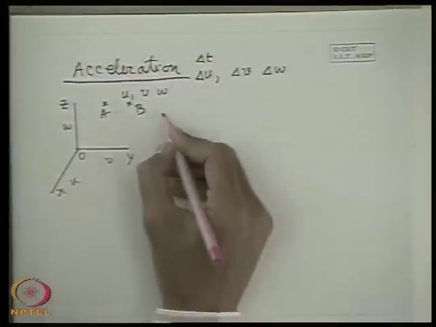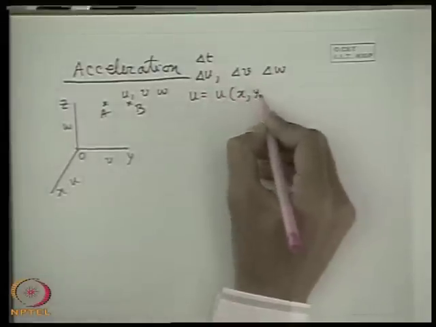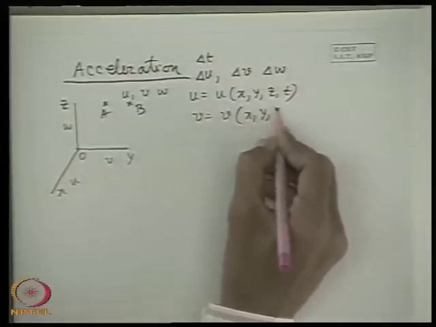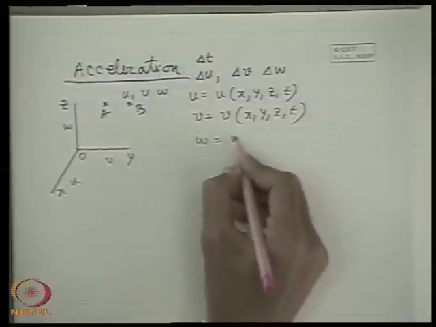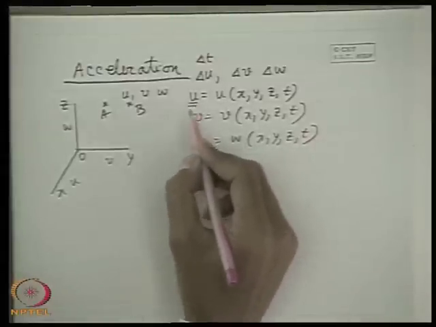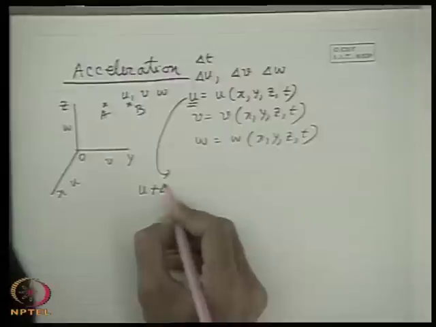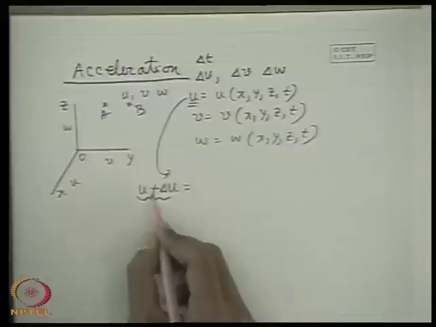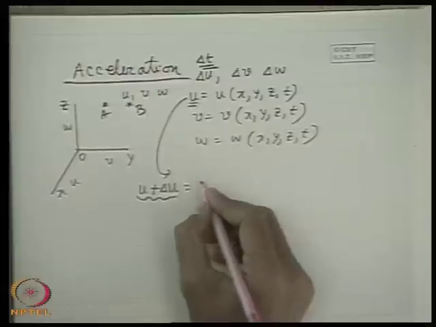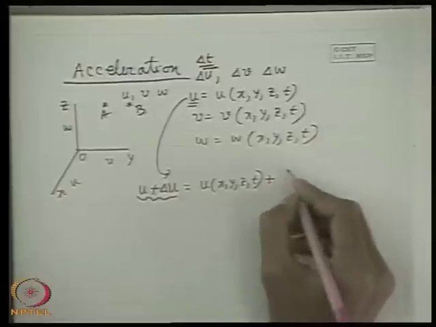Then, with the Eulerian approach, u, v, w can be written as functions of x, y, z and t. This is simple mathematics: at any point the velocities can be written like this. Now, the final u component of velocity, u plus delta u, after a time delta t when the particle is displaced from A to B, can be written as u as a function of x, y, z, t, and with the Taylor series expansion we can write the following.